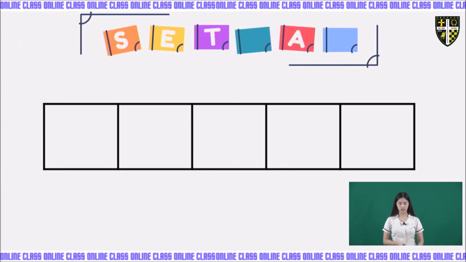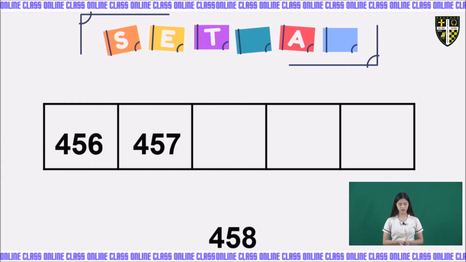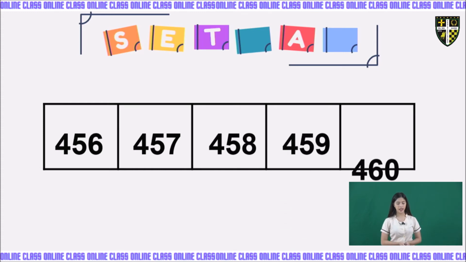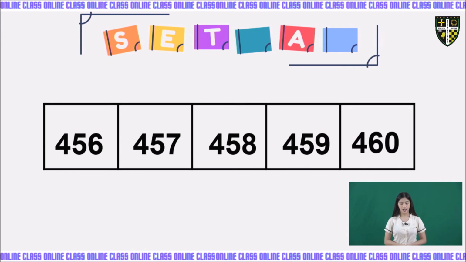So let's study the set A. We have 456, 457, 458, 459, and 460. As you can see, kids, the numbers start from 456, going bigger and bigger until 460. So it means this one is an example of least to greatest.